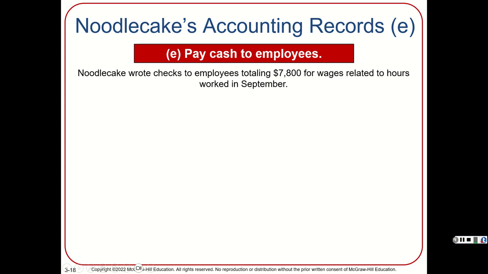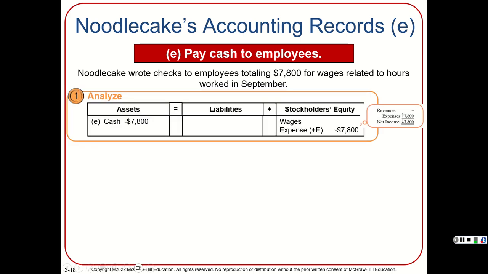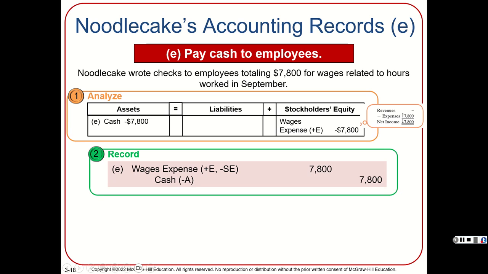The company wrote checks to employees for wages related to the hours worked in September. So the cash is going to go down, and you're increasing your wages expense. Wages, the expense is increased, your stockholders' equity is decreased, and your cash is decreased. Now, don't let these examples confuse you. Even though you see that your expense is increasing and stockholders' equity is decreasing, you are not going to book anything to your stockholders' equity. You're actually booking to the expense account, so wages expense here.